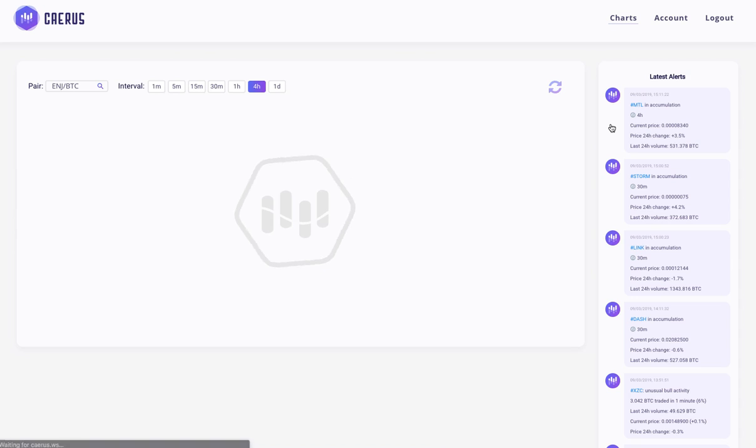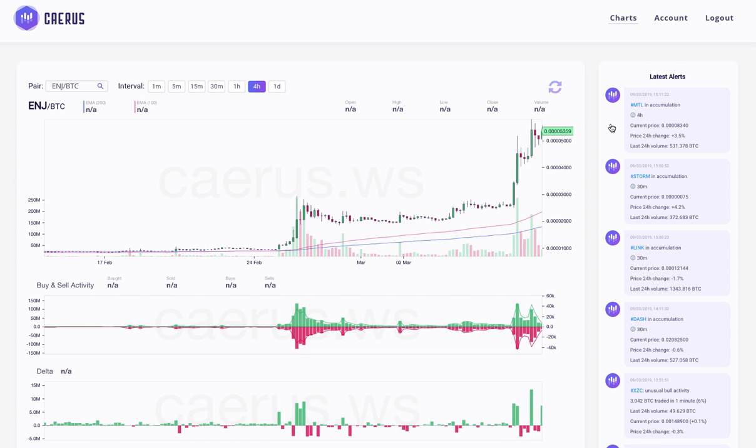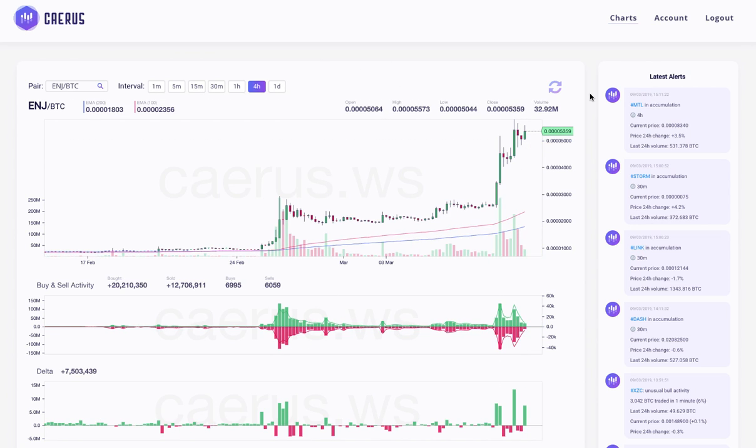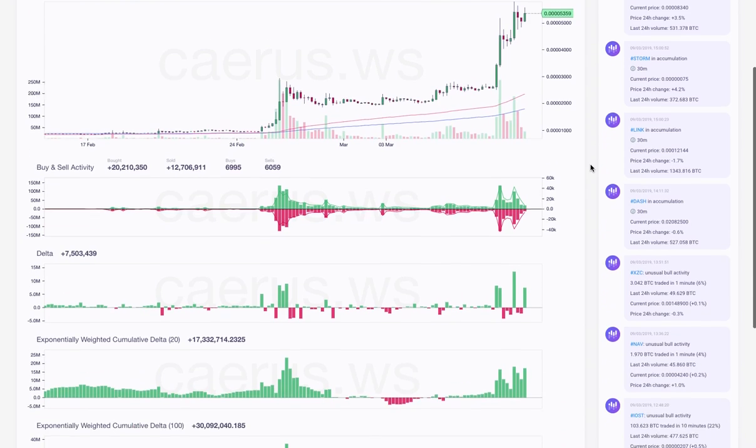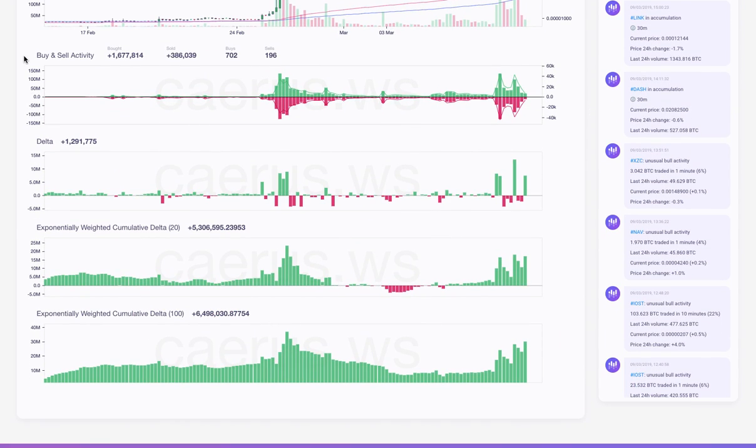I'm going to show it on the chart. And the first chart we're going to use is ENJ BTC, which is Enjin, and the time frame is 4 hours. The first window is a regular price chart, and below are 4 indicators. The first indicator is buy and sell activity.